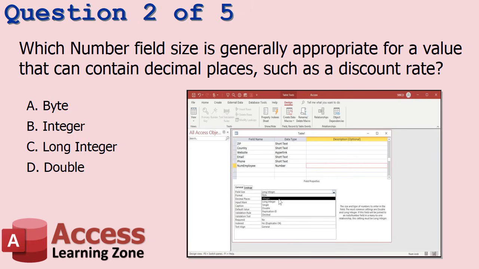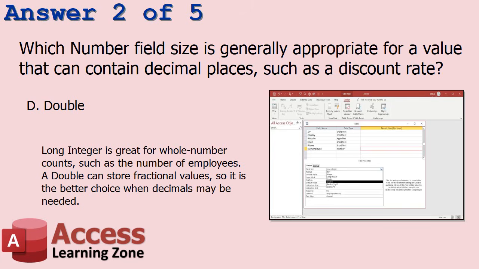Question 2. Which number field size is generally appropriate for a value that can contain decimal places, such as a discount rate? Byte, integer, long integer, or double? Of those choices, that's going to be double. There is a decimal type. I don't like using it, except for really advanced stuff, so stick to double.